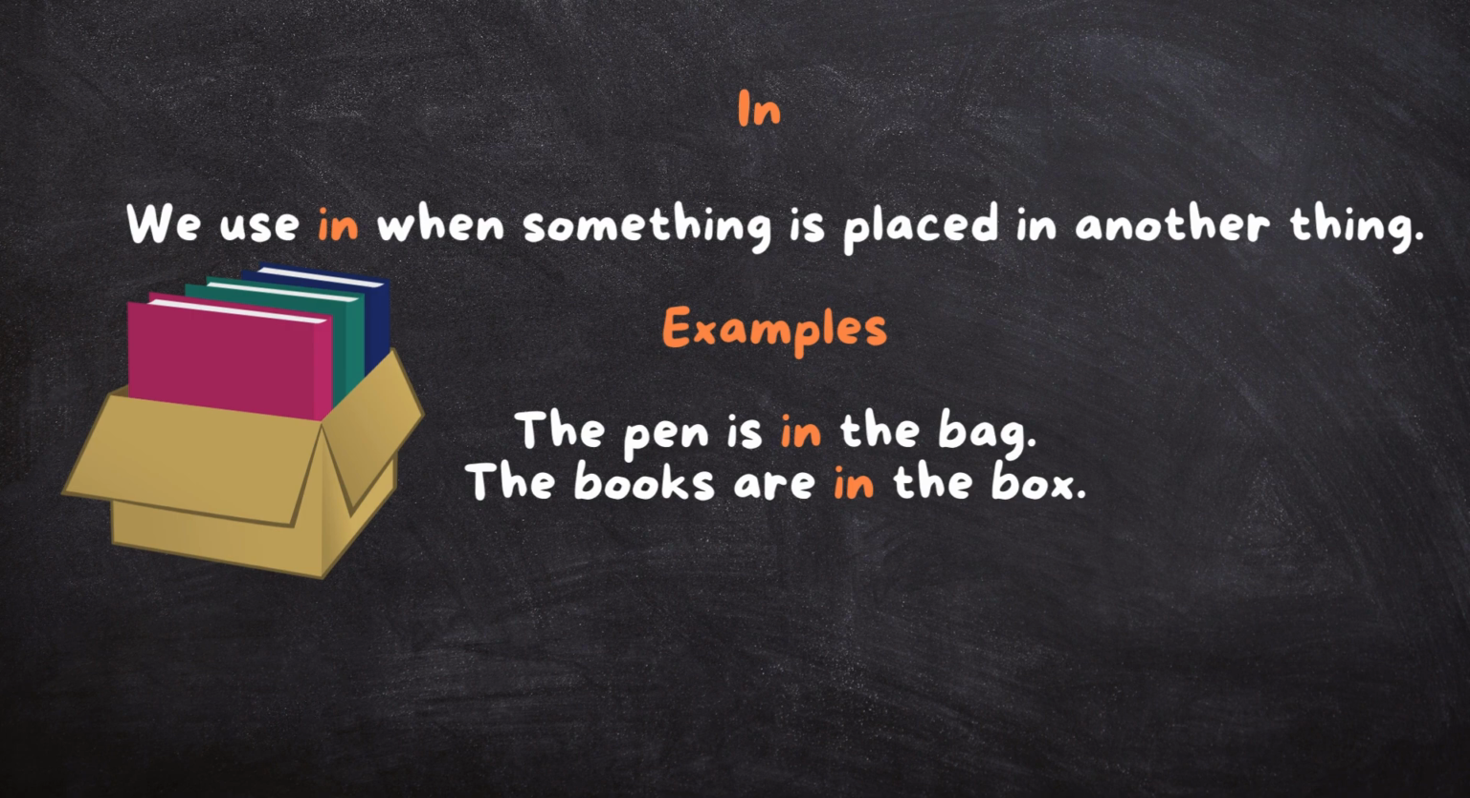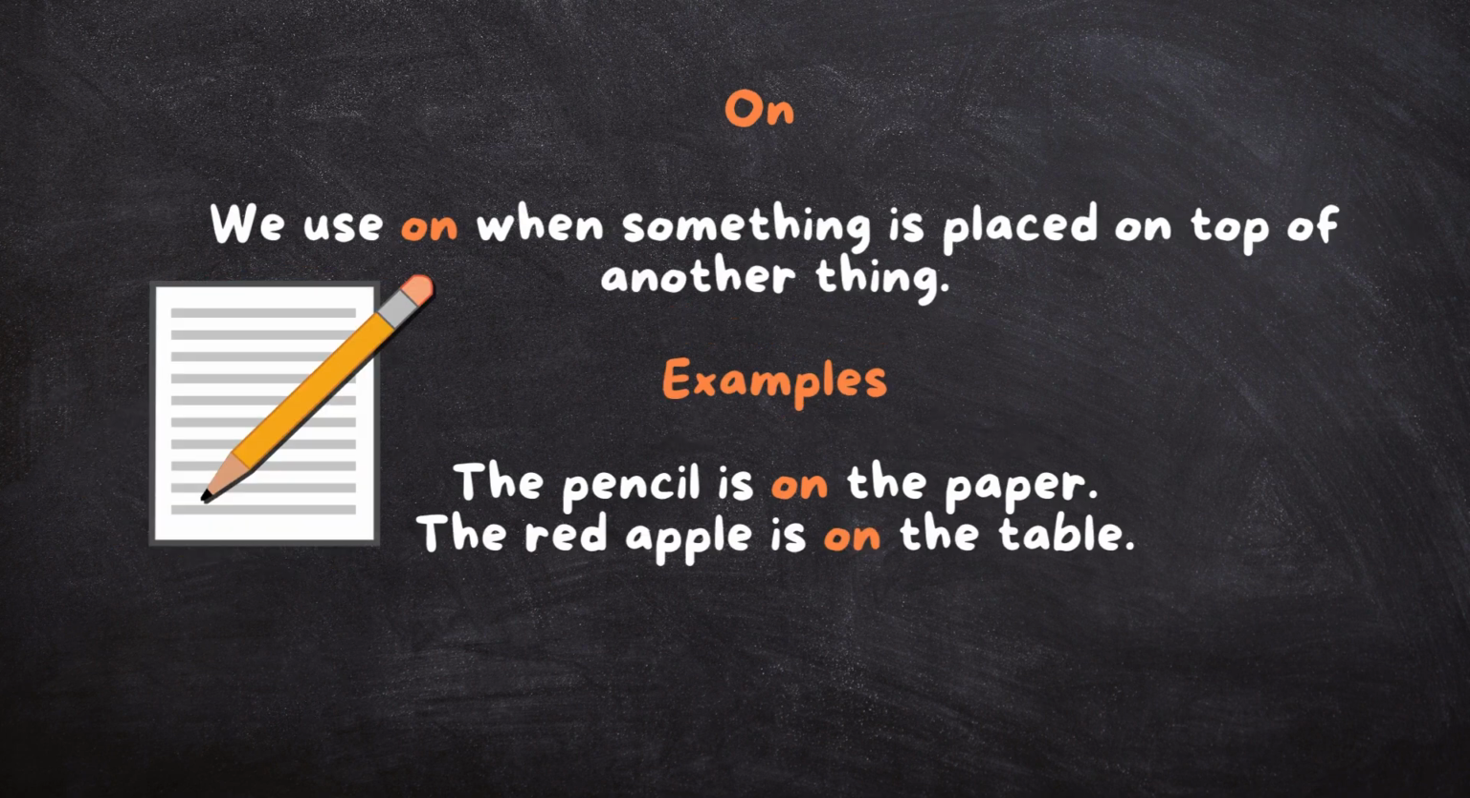Moving on, we have on, and we use on when something is placed on top of another thing. Examples are: the pencil is on the paper. The red apple is on the table. In both of the examples, we are shown that we put something on top of another thing. So we use on to indicate when something is placed on top of another thing.